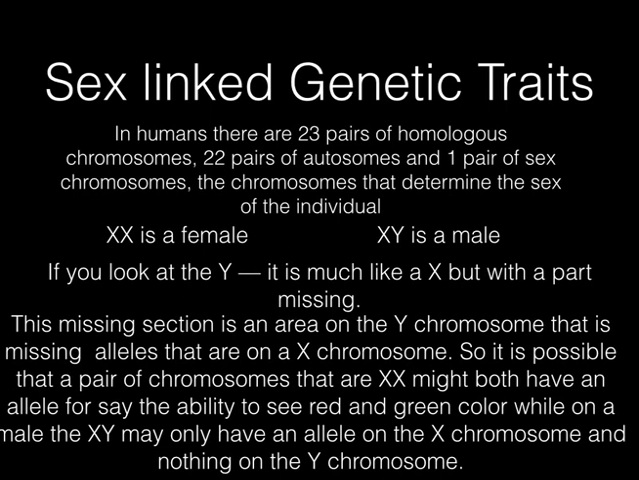XX is a female, XY is a male. But if you look at the Y, it's much like an X with part of it missing. The missing section is an area on the Y chromosome that is missing alleles that are on the X chromosome. So it is possible that a pair of chromosomes that are XX might both have an allele for, say, the ability to see red-green color, while on the male, the XY would only have an allele on the X and there's nothing on the Y chromosome.